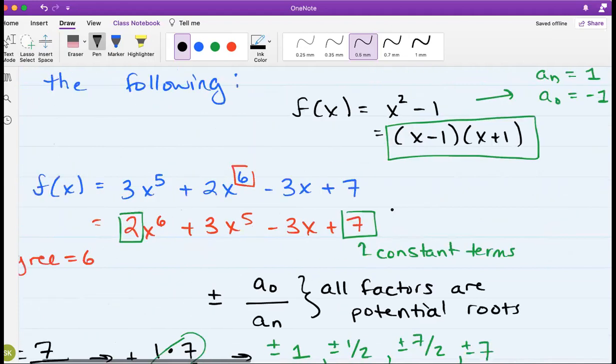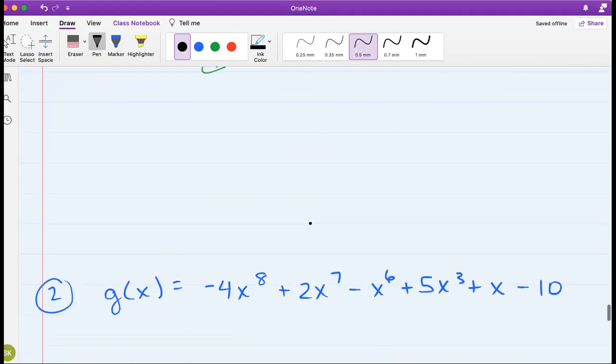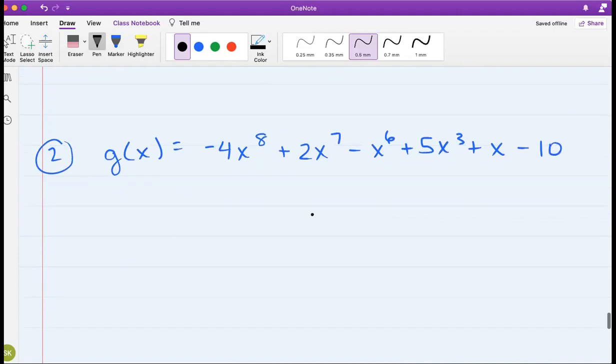Okay. So again, you'll see more of this in section 3.2. I just want you to have a starting point, just to see some of this, be familiar with it, and know what we're doing. Here's my second problem. I have g of x is negative 4x to the 8th plus 2x to the 7th minus x to the 6th plus 5x cubed plus x minus 10.